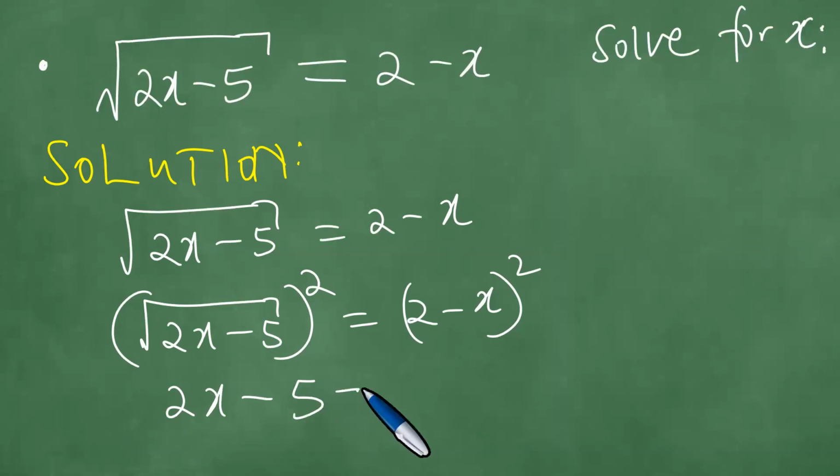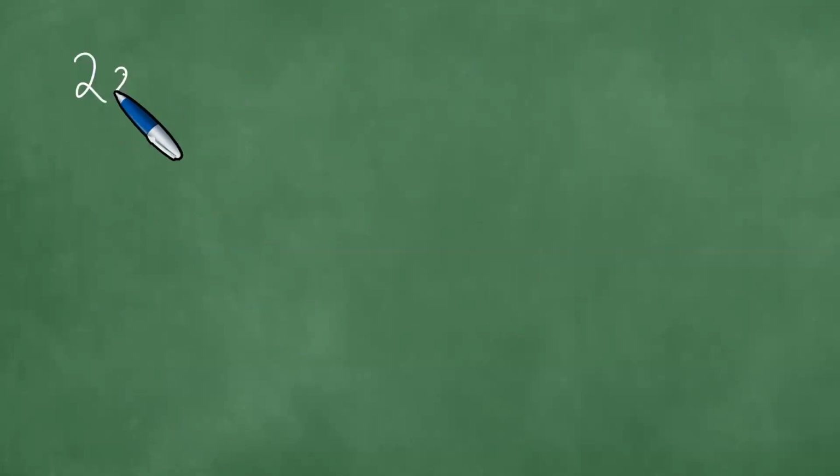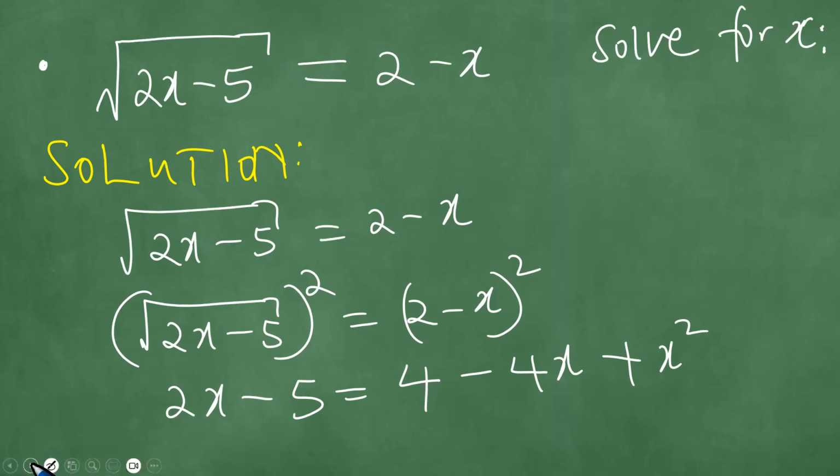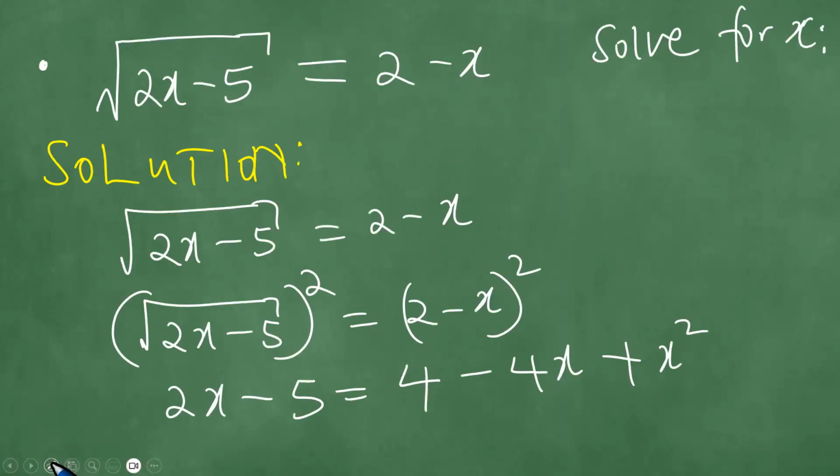And then if we square like that, which means 2x minus 5, and then you square 2, 2 squared is 4. The next is 2 times minus x times 2. 2 times minus x is minus 2x times 2, which is minus 4x. Right, you square the minus x, you get x squared like this. So what we're then getting is 2x minus 5 equals 4 minus 4x plus x squared.